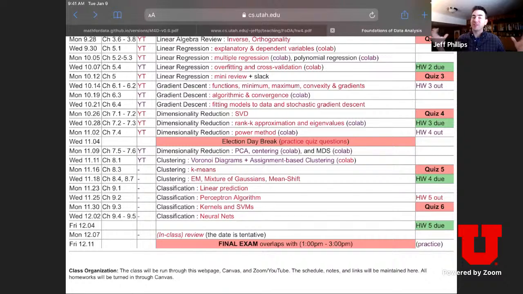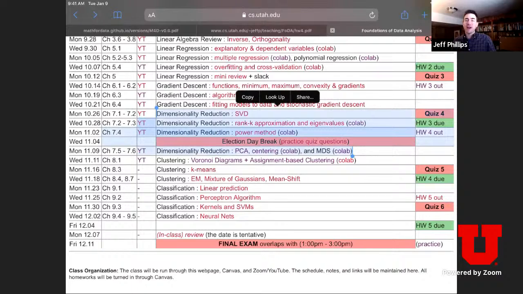Quiz 5 is today, the second to last quiz. Quiz 5 will only cover dimensionality reduction. It'll just cover the lectures from here up through here, so these 4 lectures. We shifted stuff around because of election day. All of clustering and part of classification will go into the next quiz, but this is what quiz number 5 is going to be on.